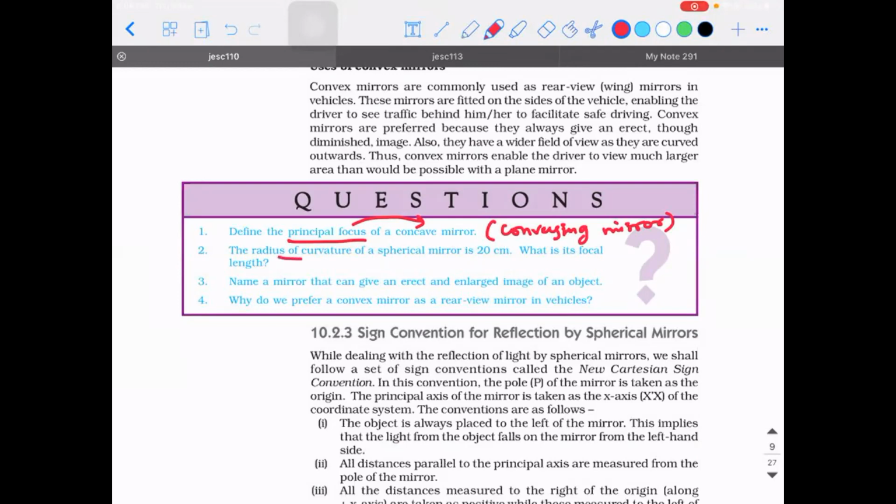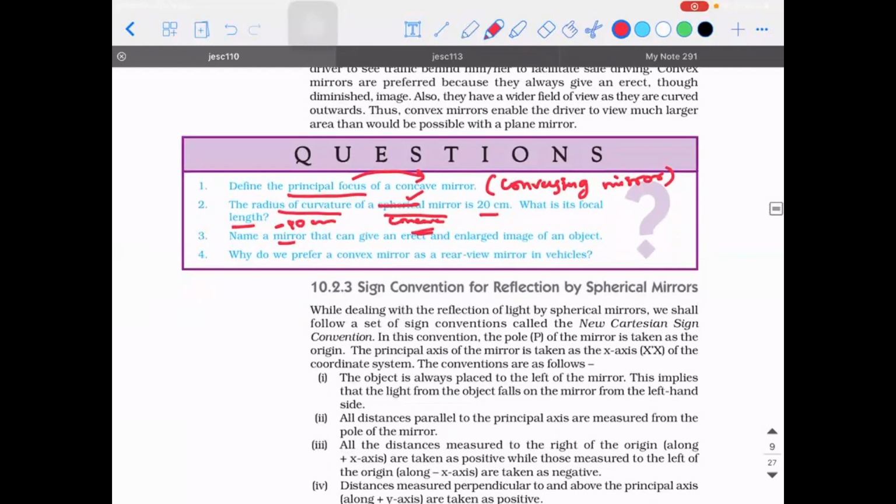Next. The radius of curvature of a spherical mirror is 20 centimeters. What is the focal length? It is 10 centimeters. Okay, they use the words spherical mirror. Now I want to slightly twist the question. I want to make that spherical mirror a concave mirror. What will be the answer? Minus 10 centimeters. Yes, that is what I wanted to check. The focal length of a concave mirror is negative, so please ensure you're writing the correct answer. It is minus 10 centimeters. Had it been a convex mirror, it would be plus 10.